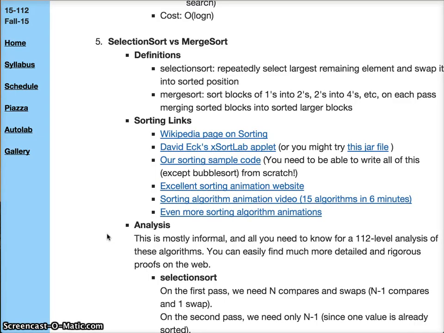Hi everyone. So now we're going to be talking about selection sort versus merge sort. We're going to talk about the way that we can look at their big O's and thus be able to figure out which one is more efficient.